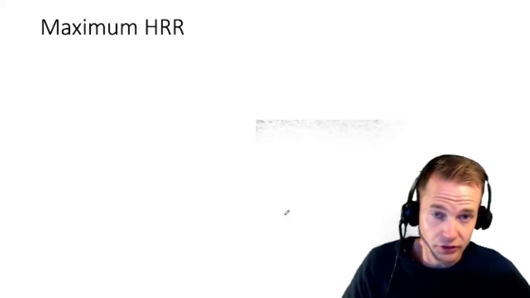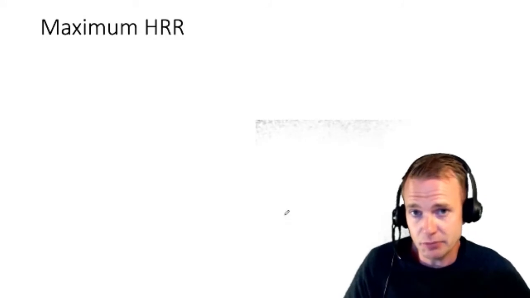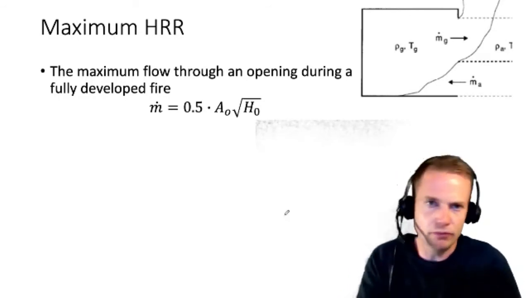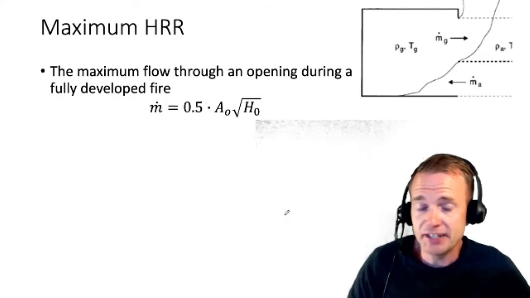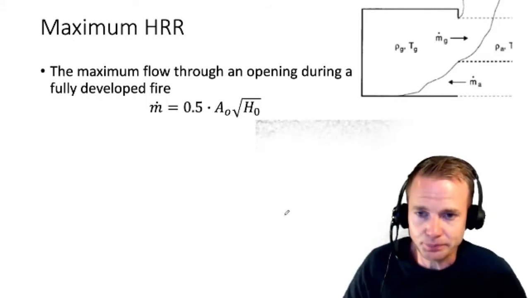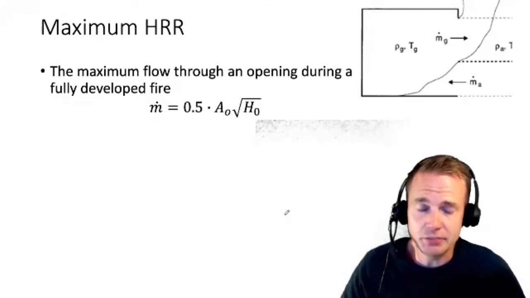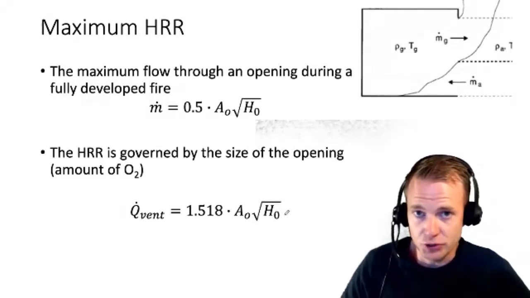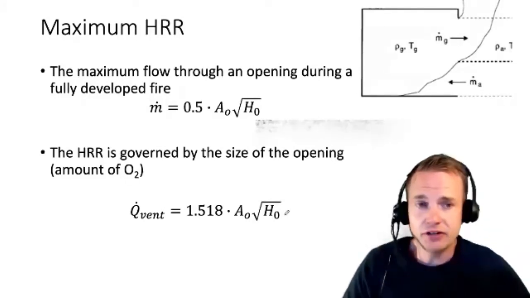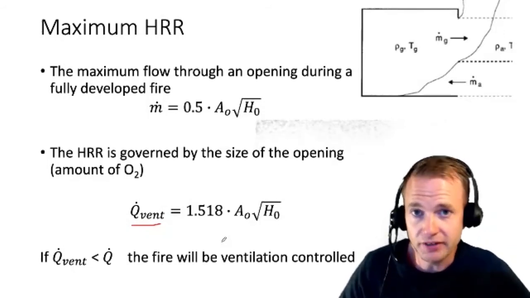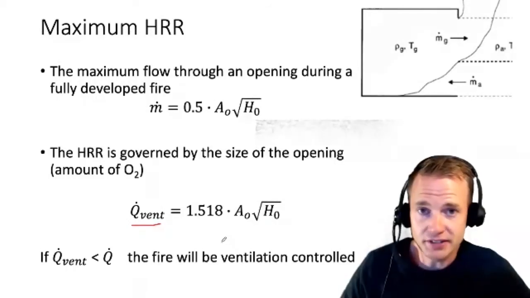Something that could possibly be done for a fully developed fire is to look at the maximum heat release rate. We know that for a fully developed fire, we will have a maximum mass flow through an opening. And if we have one opening or several openings, we can add this up. Based on this, we can do an estimate of the heat release rate, because we know that oxygen is required to have this combustion, and we can do a calculation for the heat release rate required for the ventilation controlled fire. And this will be the maximum heat release rate possible in this room. Quite a straightforward and simple calculation here as well.